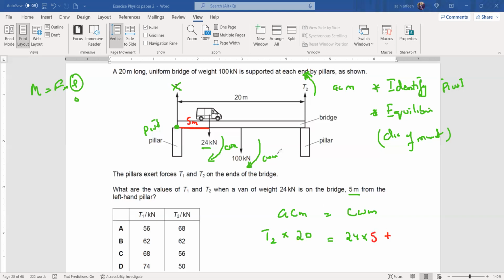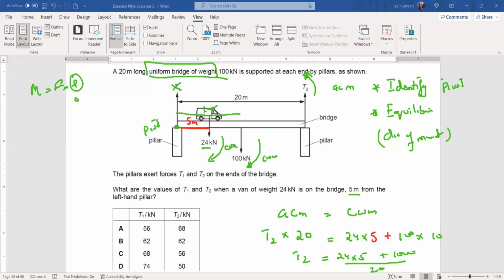Plus the weight of the bridge, the force of the bridge, that is 100 kilonewton. So 100 multiplied by the distance from the pivot. Because they mention it's a uniform bridge, whenever an object is uniform, the weight will always act at the center. So it will be 10. The total is 20 meters, so the weight will act at a distance of 10 meters. So it will be 100 multiplied by 10. Now we simplify. This is 24 times 5 plus 100 times 10. That is 1000. And that total is divided by 20.